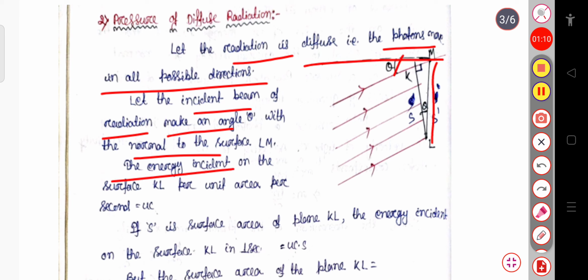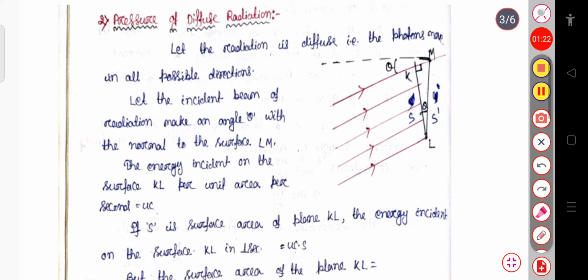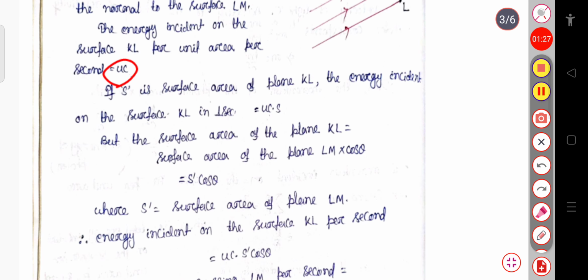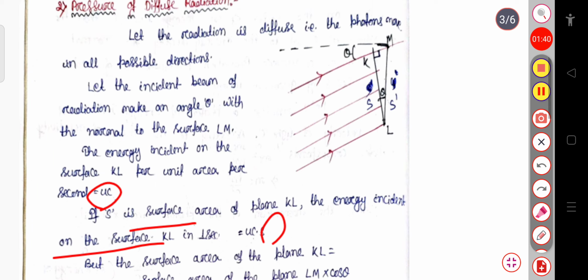Now the energy incident on the surface KL, this is another surface, per unit area per second, will be equal to U into C, the energy density times the velocity of light. Now if S is the surface area of the plane KL, then the energy incident on the surface KL in 1 second will be equal to the total surface area. Here you can see that this KL surface is your S and this LM surface is your S prime.